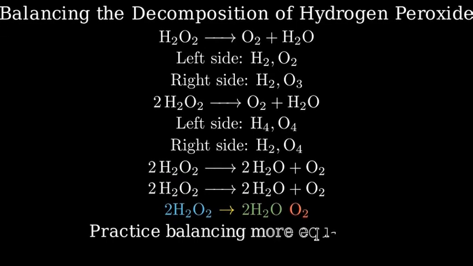And there you have it. We've successfully balanced the equation for the decomposition of hydrogen peroxide. Remember, the key to balancing any chemical equation is to ensure that the number of atoms for each element is the same on both sides of the arrow. Practice with more equations to become proficient in this essential chemistry skill.